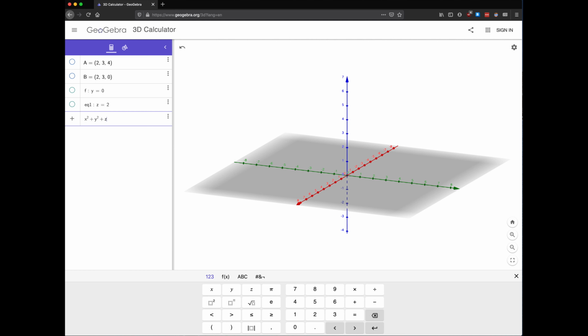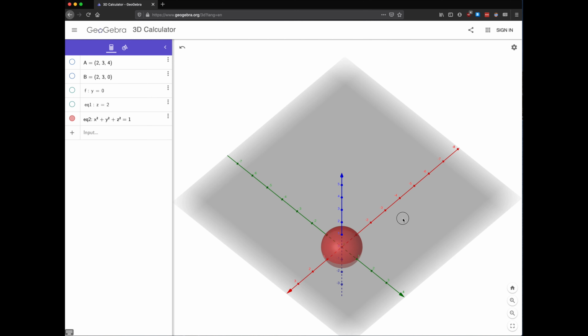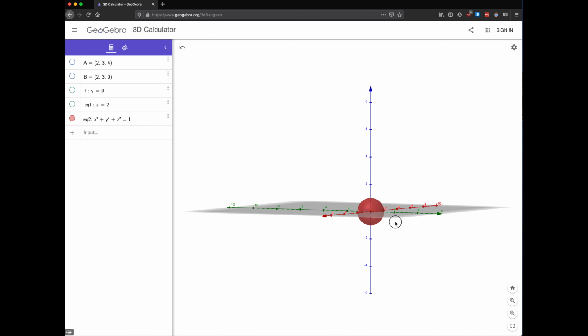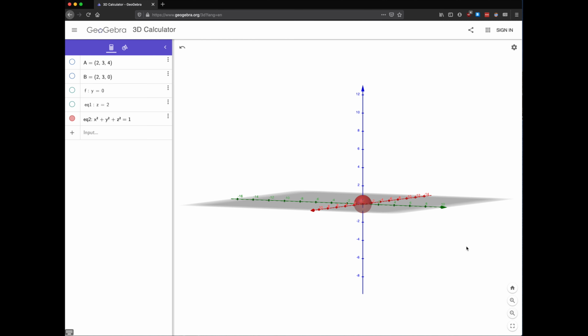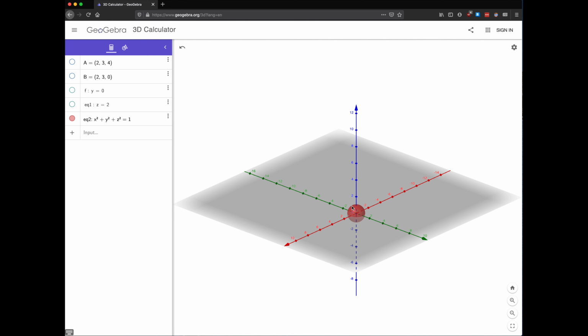Neato. Plus z squared equals 1. So there's what we would call the unit sphere. He's just living at the origin. I zoomed in with my mouse wheel. If you don't have a mouse wheel, I don't know. Probably this button. Womp, womp. All right, so be careful with that, because now my axes are kind of distorted. That's the unit sphere.